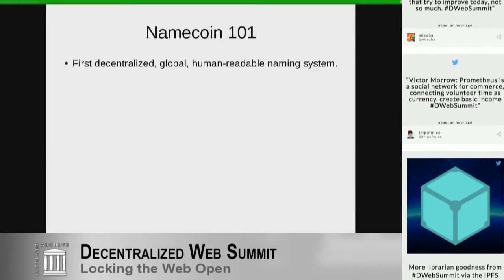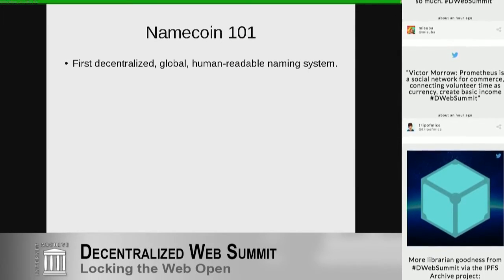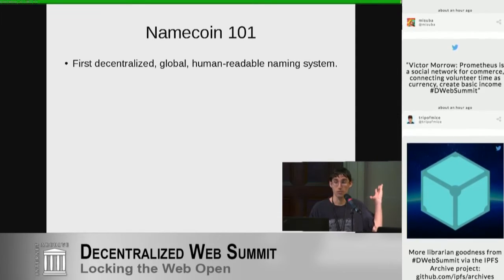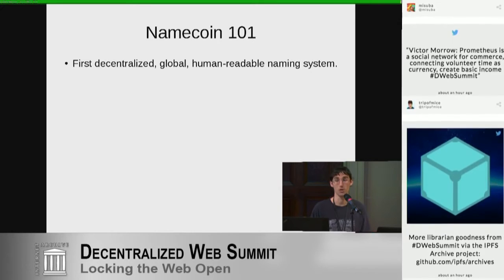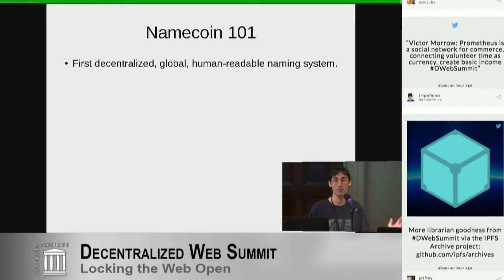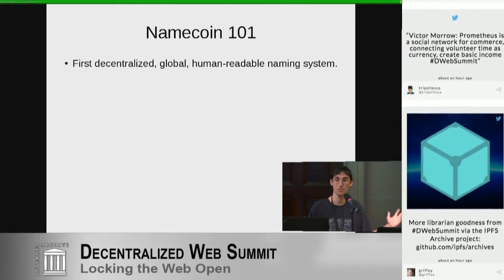Okay, so first, naming systems, for those of you who aren't familiar, are a simple form of online database. So for example, you type in archive.org, which we call a name, you get back the IP address of the Internet Archive, which we call a value.